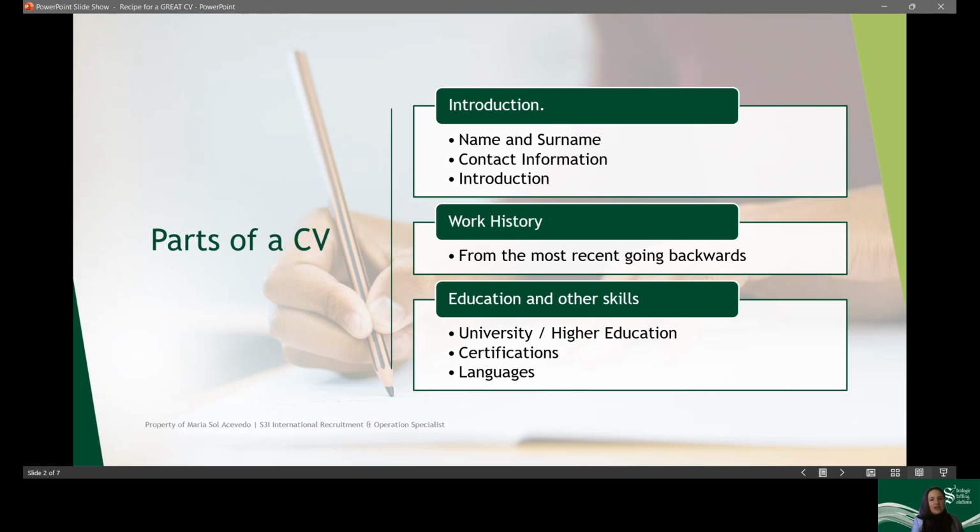And the same for education and any other academic accomplishments like certifications or languages or any other skills that you would like to highlight. Again, the education will also go from the highest all the way back to high school. Certifications are going to be the ones that you have for specific, and then we'll go into any other skills.